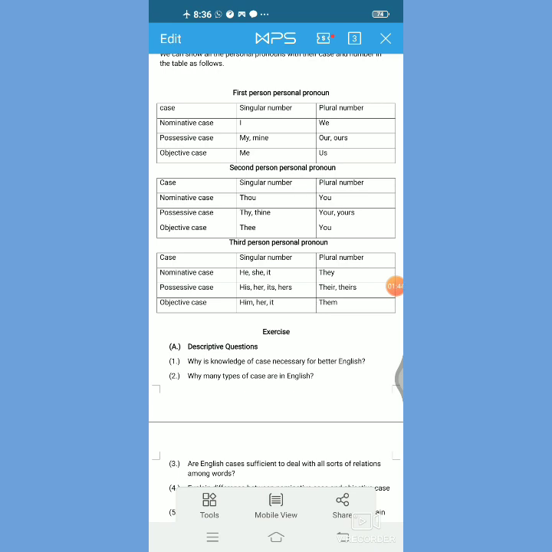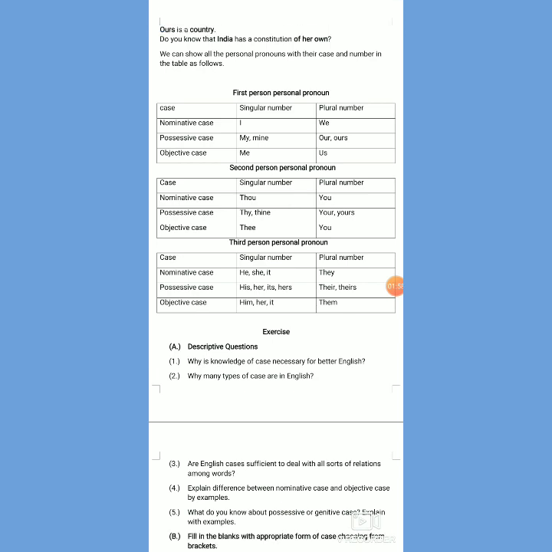Now we can describe all the pronouns by person. The first person pronouns are I, we, my, mine, our, ours, me, us. They are all first person pronouns. I is nominative case, first person pronoun, singular number in all genders. We is a nominative case pronoun of first person in plural number in all genders. My and mine are first person pronouns of possessive case in singular number for all genders. Our and ours are first person pronouns of possessive case for plural number, for all genders. Me is the first person pronoun of objective case in singular number for all genders, and us is the first person pronoun of objective case in plural number for all genders.